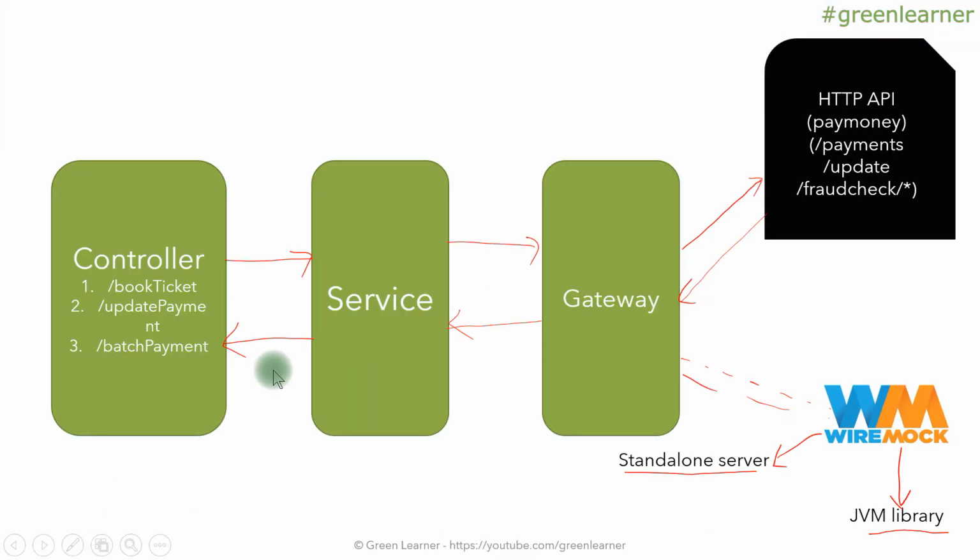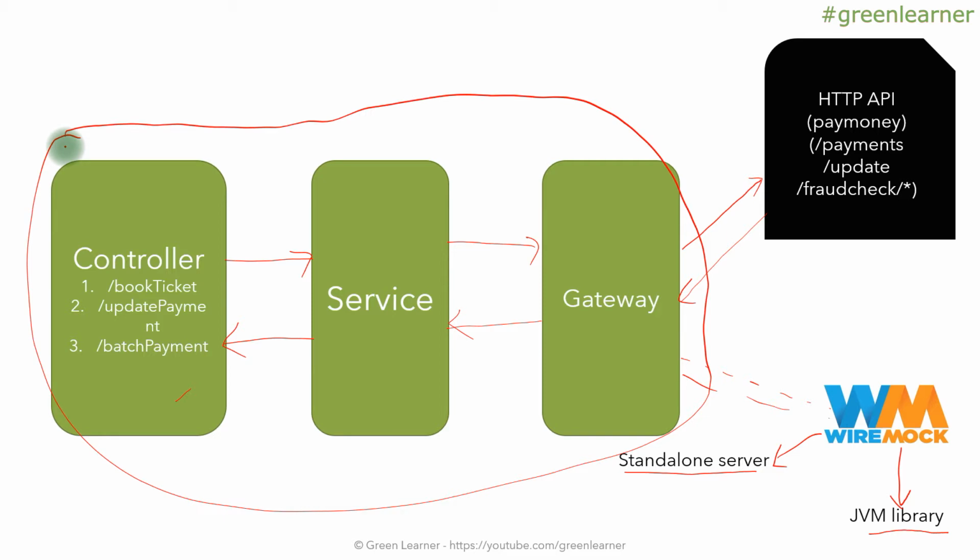So this is the project structure that we are using for the demo purpose. This is the controller and this is the service which we are using to write the test, and this controller service gateway is contacting this pay money API, which is a hypothetical service that our service is contacting. And for writing the test, we are using WireMock. We have seen WireMock as a standalone server as well as a JVM library, right?